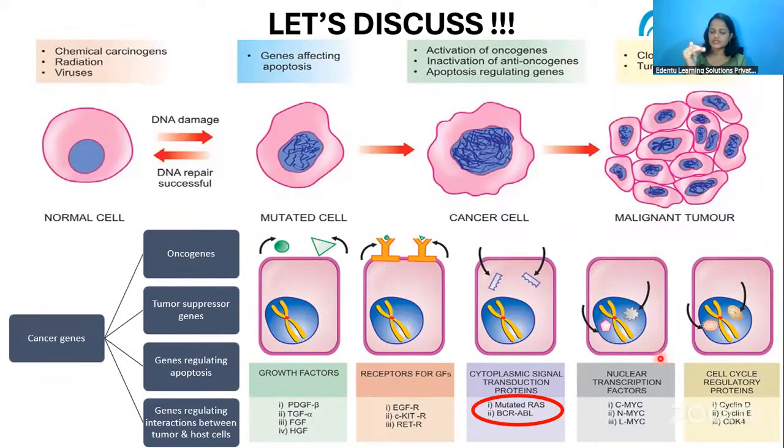Okay, so oncogenes or proto-oncogenes. The prototype of this oncogene is called the proto-oncogene. These proto-oncogenes are normally present in our cells.